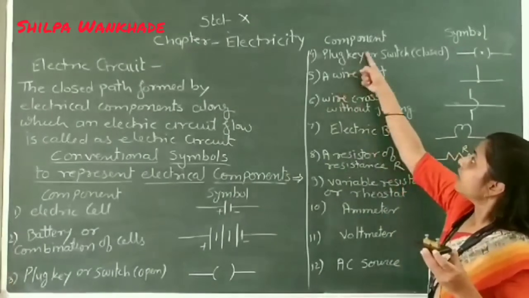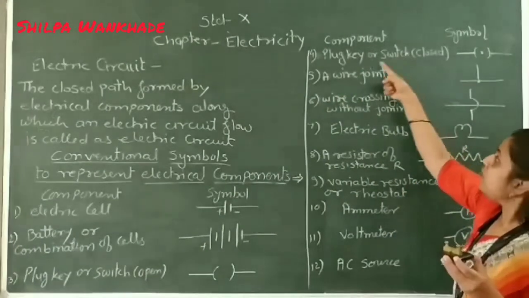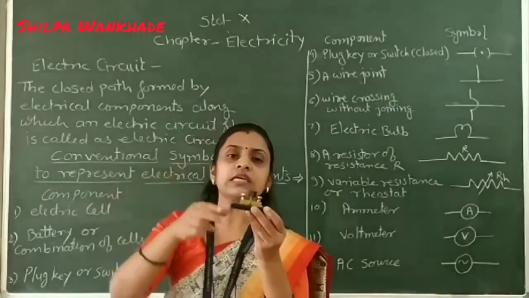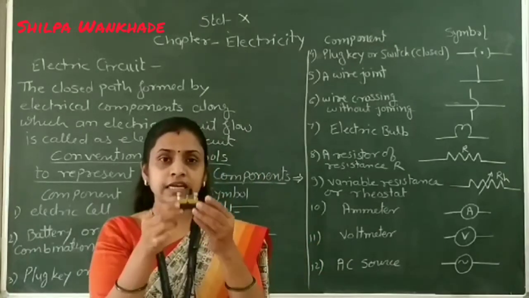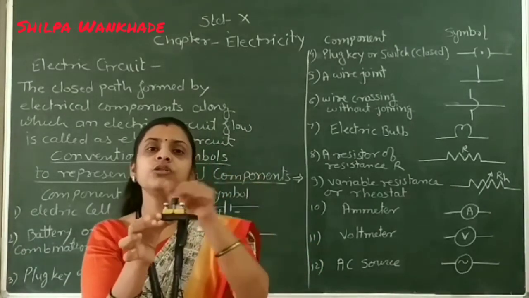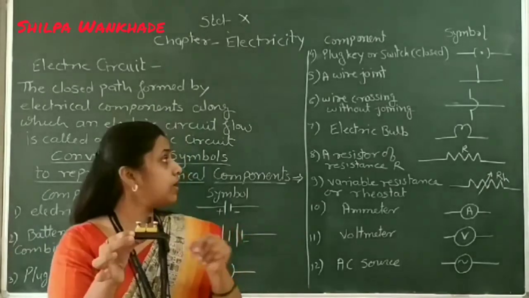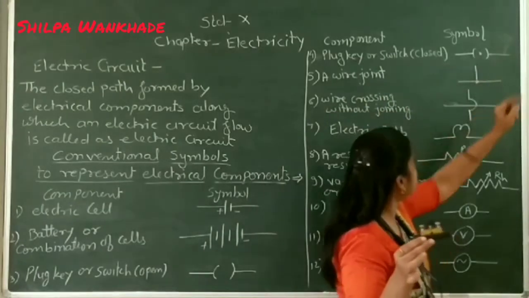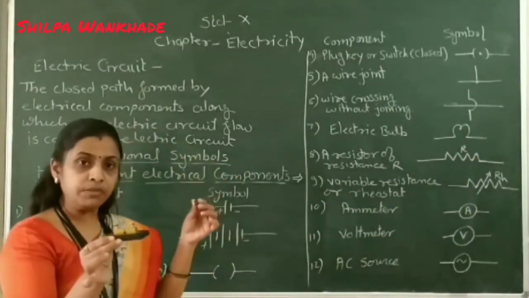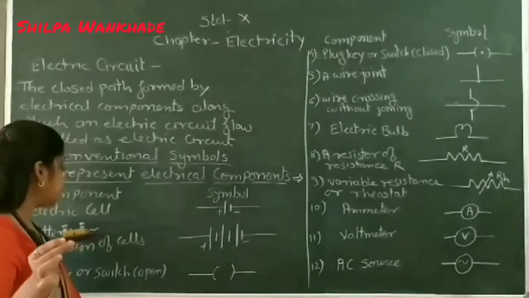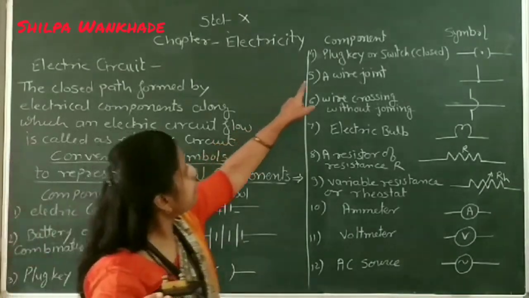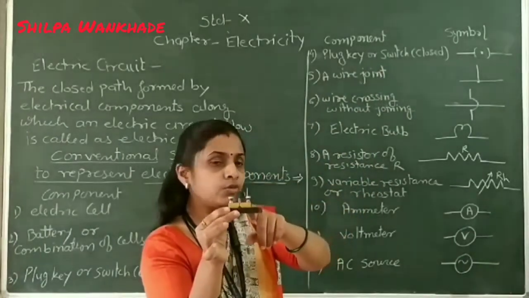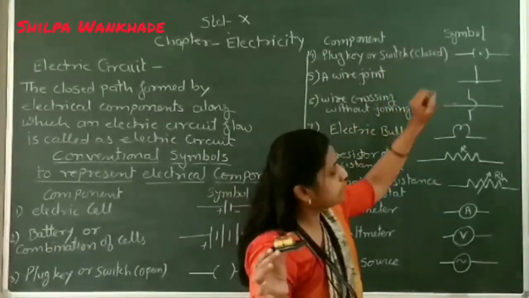Then next, the plug key or switch is closed. Now whenever we close the key, it means that it is in the circuit, it works in the circuit, and the current flows through the electric circuit. Therefore, when the plug key is closed, it is denoted by such a symbol. So if the switch is open, meaning switch is off, it is represented by this symbol. And if the plug key is closed, meaning it is in the circuit and current flows through the circuit, it is represented by this symbol.